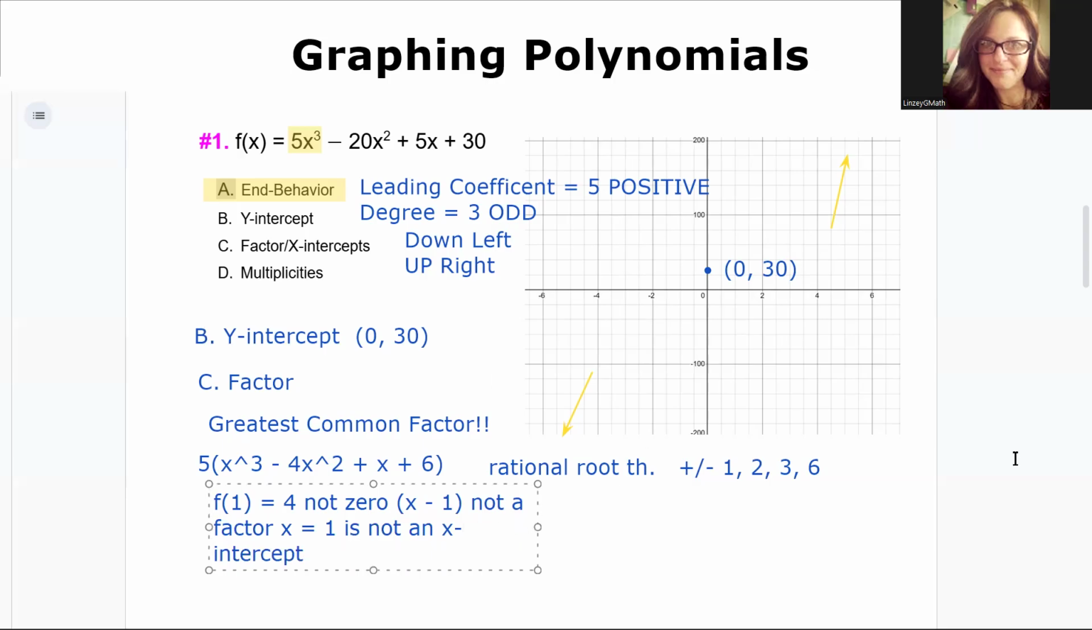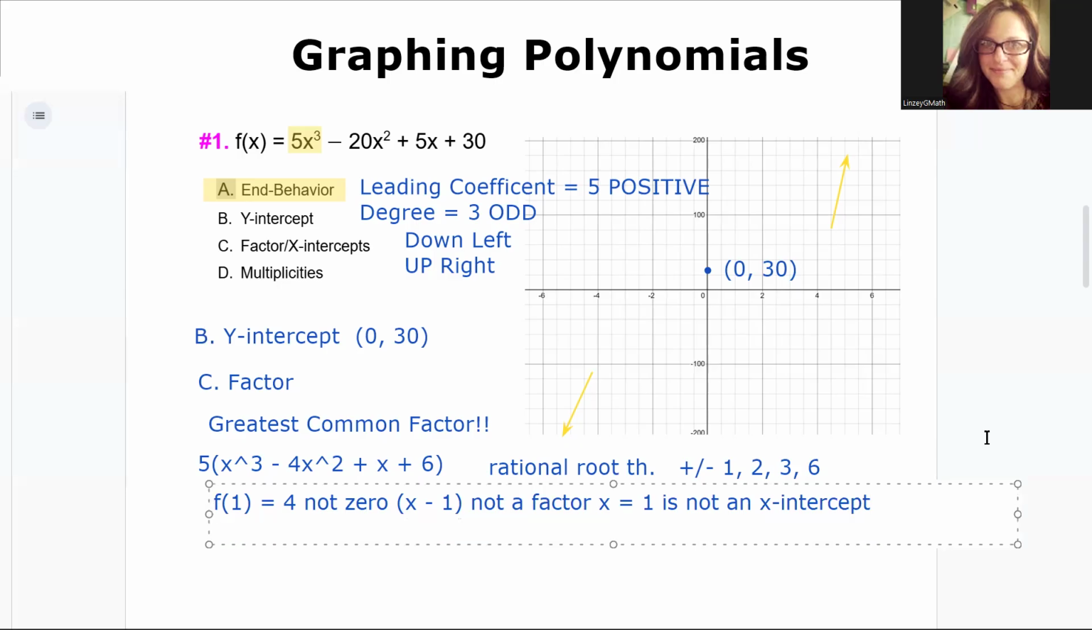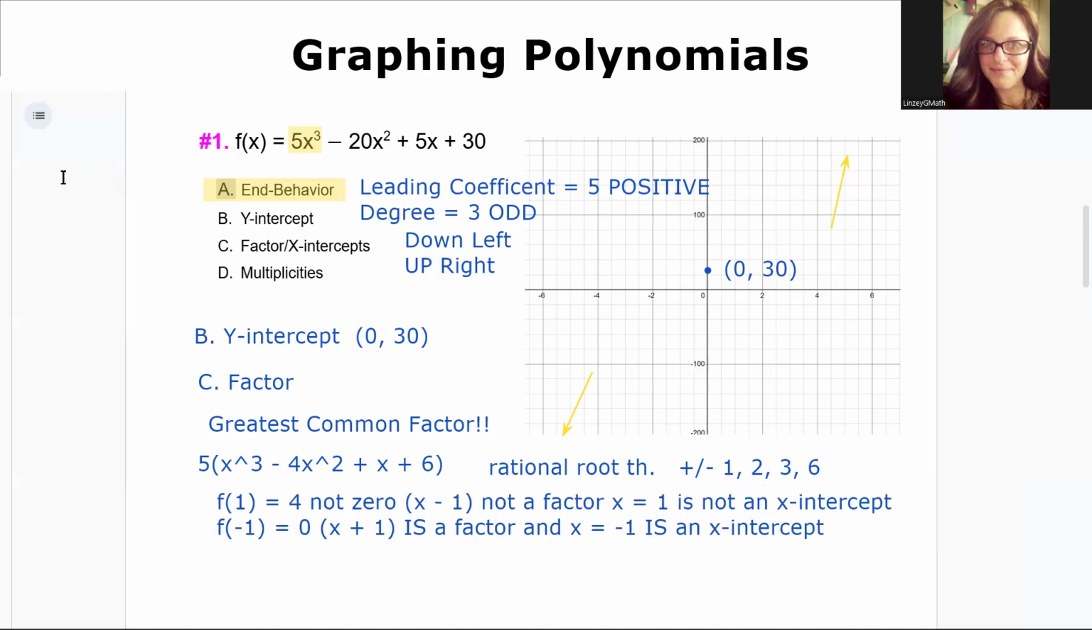That is the remainder theorem. Let's try negative 1. If we substitute negative 1 into our function, we do in fact get 0. So that means x plus 1 is a factor, and x equals negative 1 is an x-intercept. So we can graph negative 1 as our x-intercept.